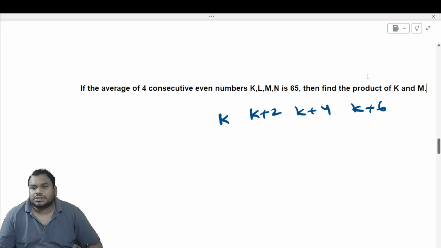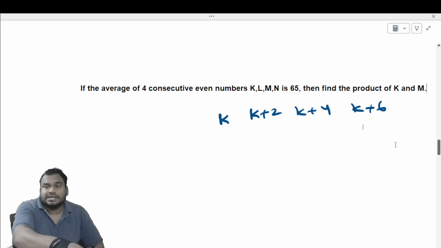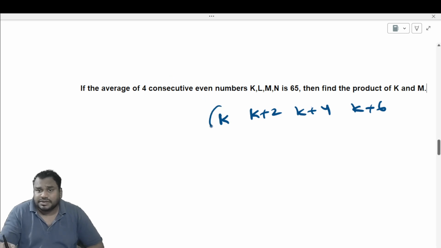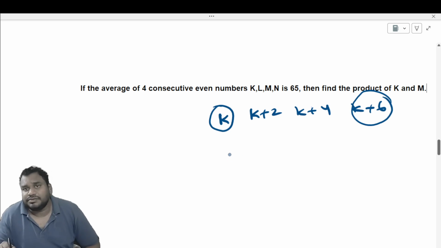So k plus 6, it will be like this, okay? Find the product of k and m. So he's asking you to find the product of k and k plus 4. So this is one thing, one strategy.